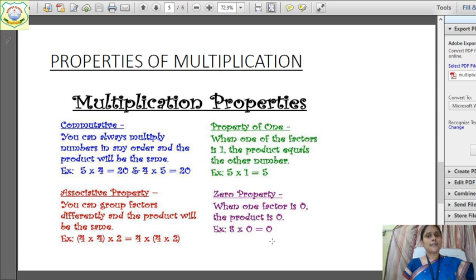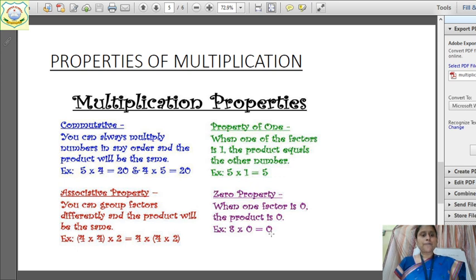2 zeros are 0. 8 zeros are 0. 20 zeros are 0. 12 zeros are 0. Take some bigger number. 100 zeros are, you'll get 0. Okay. So when we multiply any number with 0, answer will be 0. This is what 0 property is. Property of 1, when we multiply any number with 1, answer will be the number itself. Commutative property, when we change the order of the numbers, answer will be same in both the cases.